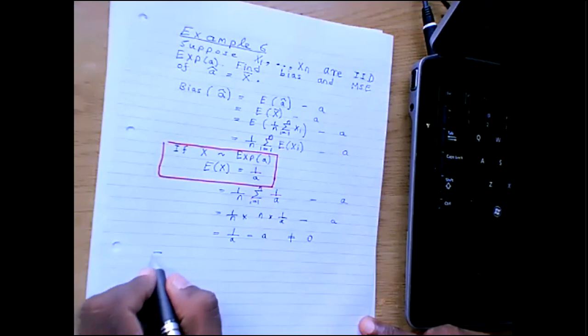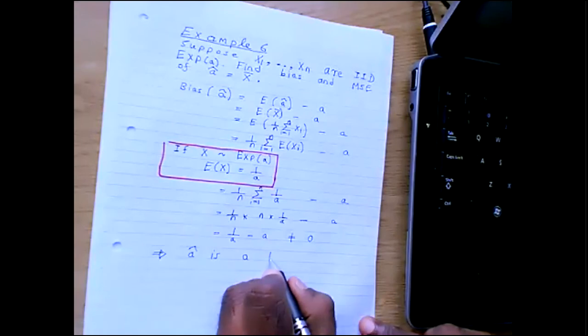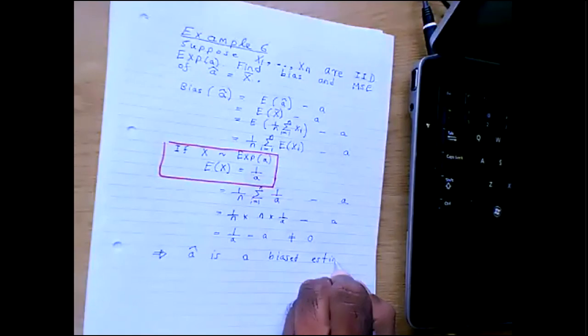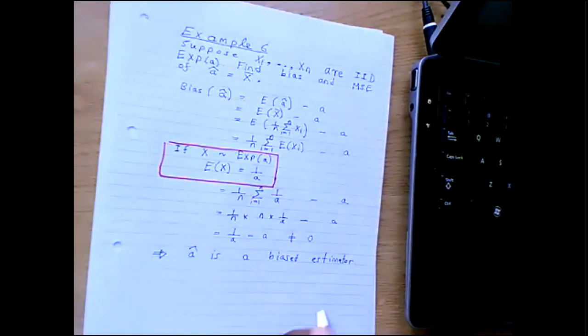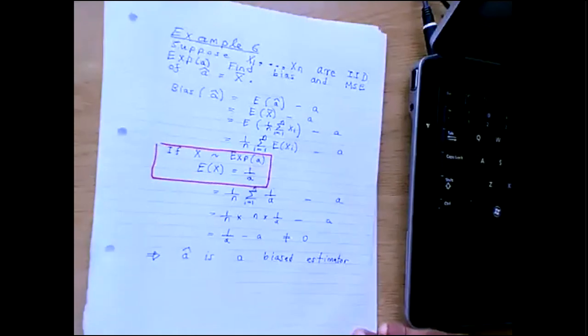So what this implies is that A hat is a biased estimator, because remember, a biased estimator is not a good estimator. That means an estimator is good if it is unbiased or asymptotically unbiased. But in this case, it's neither, because you're getting a bias which is 1 over A minus A, which clearly cannot be equal to 0, right? Okay. All right. So that's the bias.